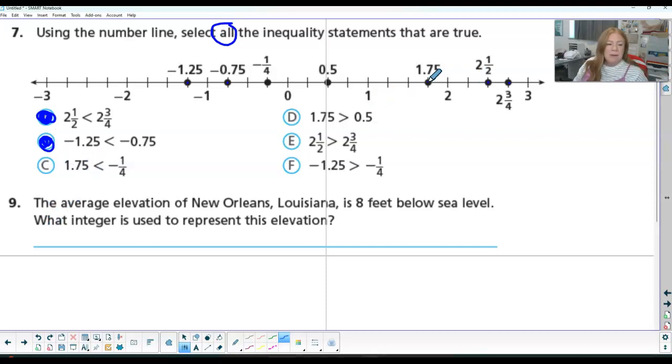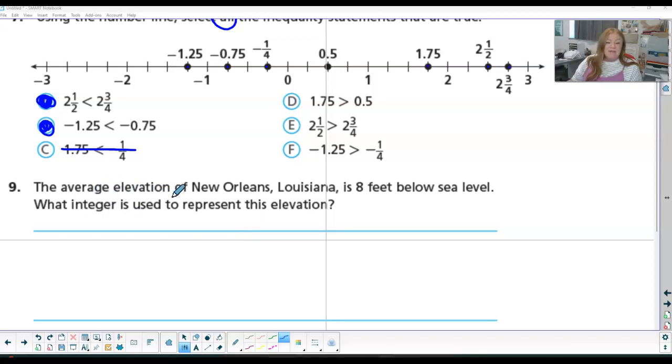1.75 and negative 1/4. So I think this one's bigger because it's more to the right. So it should be opened up to 1.75 and it's closed off there. It says that's smaller, so that is not true. So I want you to try out these three, and I will give you a little hint. Out of these three, there's one of these that is true and two that are not true. So see, excuse me, if you can find the last answer to number 7.